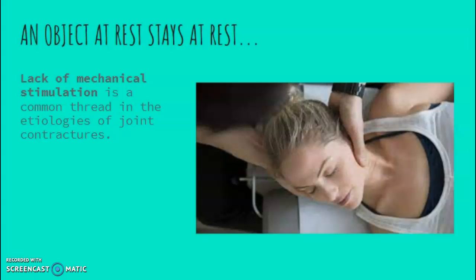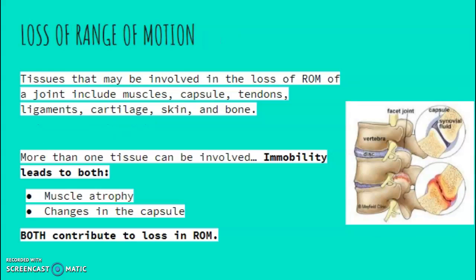Now, an object at rest stays at rest, so we need mechanical stimulation, which is why they've got us. So lack of mechanical stimulation is a common thread in the etiologies of joint contractures. So mechanical stimulation of joints is clearly necessary to maintain joint function and homeostasis of the connective tissue. This is why we don't want people to self-adjust. They are not getting the correct mechanical stimulation in the correct spots. So we need to maintain the joint function and movement in that area throughout the healing process.